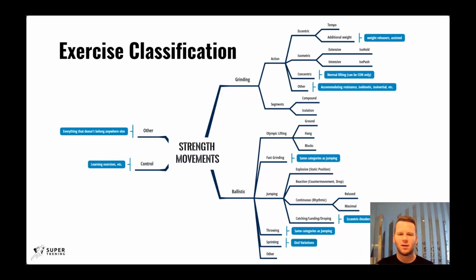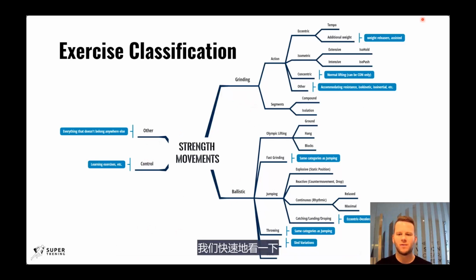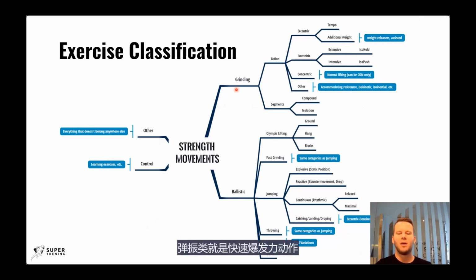We will look a little bit more in detail into each category: grinding, ballistic, other, and control. But just a quick recap. Grinding movements are your slow, controlled, compound movements with constant tension. So think of squats, bench press, deadlift. Ballistic movements are fast and explosive with a burst of tension, followed by relaxation, and usually involve the flight phase of the body or the implement. So just think jump squats, hang cleans, medicine ball throws, things like that.